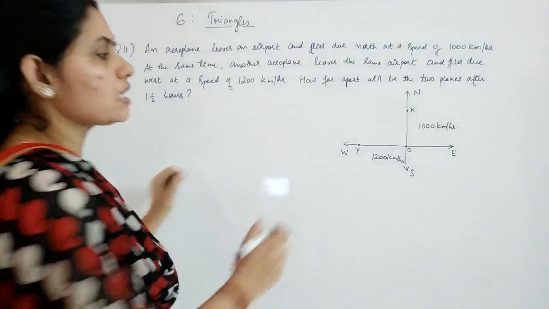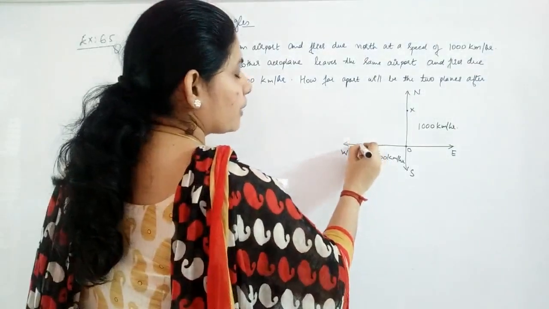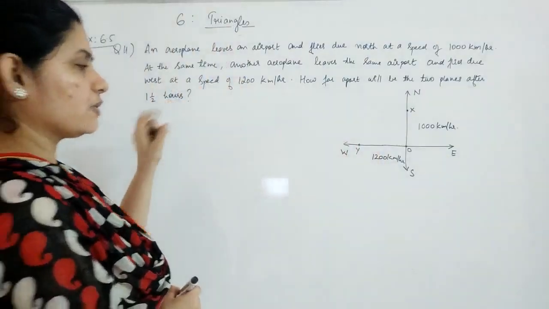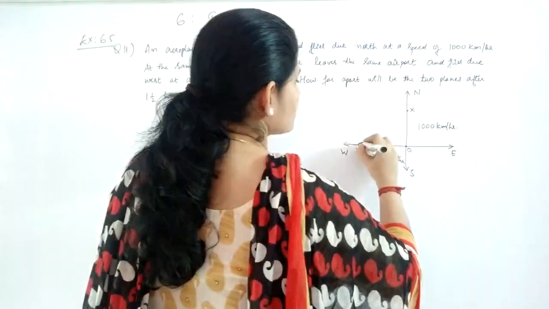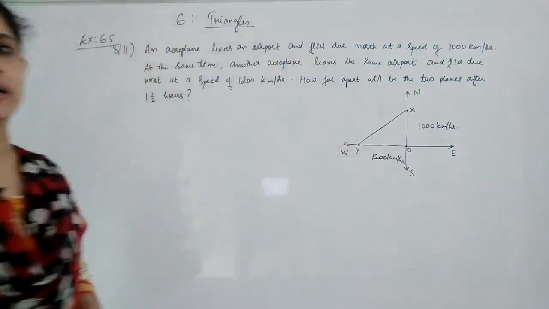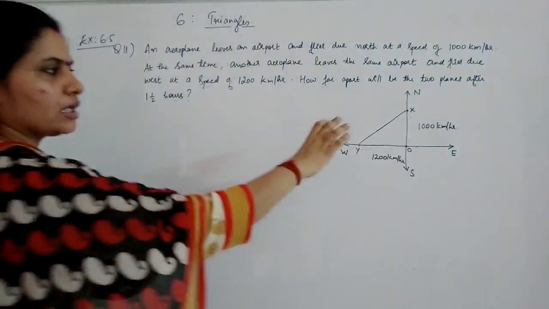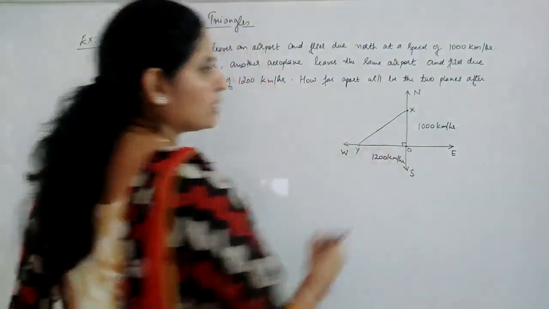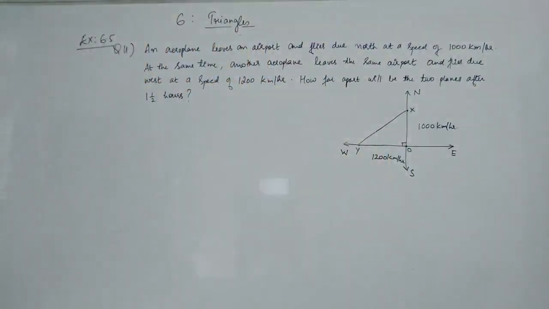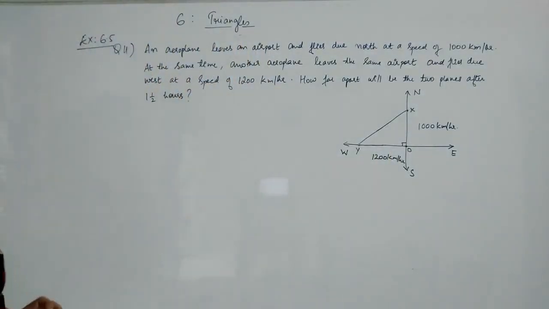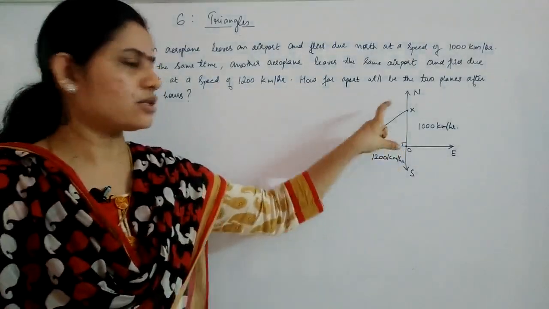We have to find out the distance. This is the point when it reaches after 1.5 hours. So what you need is this distance. What is the distance between the two planes after 1.5 hours? So you need to find out XY as given in the figure, and you know that north and west directions are perpendicular to each other. So now we can use the Pythagoras theorem to find out XY. Before that, we have to find out the distances OY and OX.